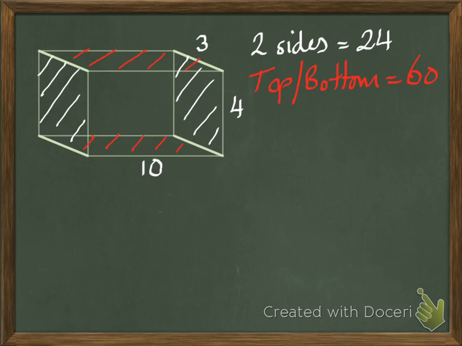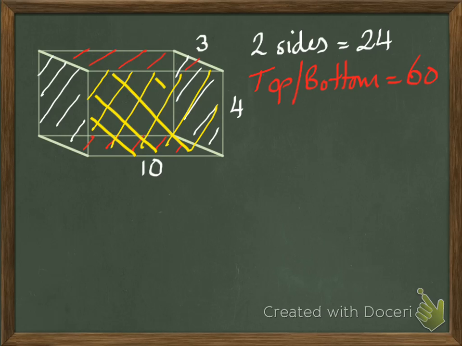So the only bits that we've got left now to do are the front. And obviously, I'm sorry that this is getting a bit busy, but I suppose it is the nature of the beast. We've got the front, and if we've got the front, then we've also got the back as well. So again, let's take the front. We'll just isolate it. The front is going to look like that, isn't it? And we know from the diagram that that's 4 by 10.